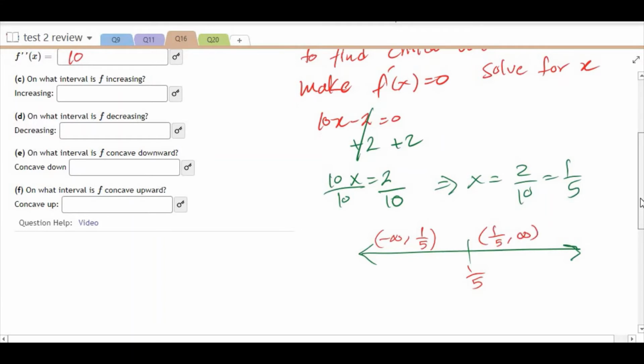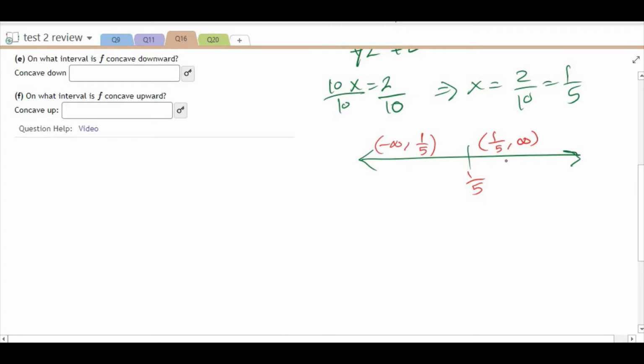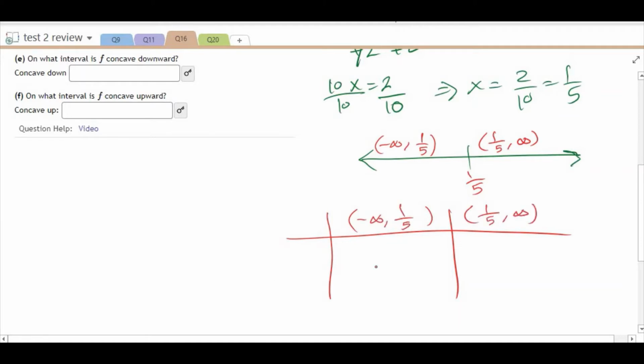We always work on open intervals here because we know that the first derivative f prime of x at x is equal to 1/5 is equal to 0. We know that the tangent line at that point is horizontal. So now that we have our intervals, we're going to test the sign of f prime of x on both of these intervals. So I'm going to build a sign diagram here for the first interval and the second interval. So I have the interval from negative infinity to 1/5, and I have the interval from 1/5 to positive infinity.